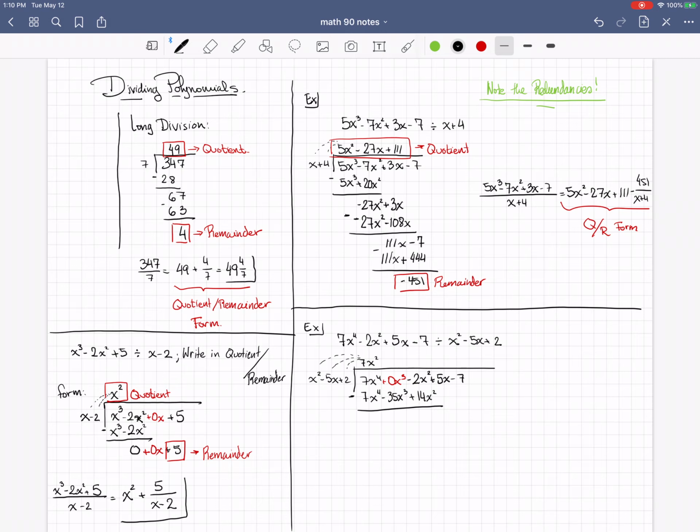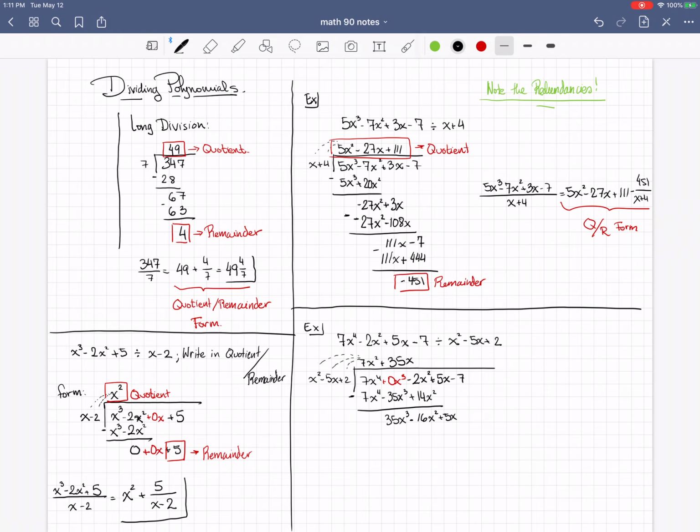The 7x to the fourths cancel. Now check it out. We have 0x cubed minus negative 35x cubed. Two minuses make a plus, so this becomes positive 35x cubed. And negative 2x squared minus 14x squared is negative 16x squared. Bring down the 5x. Okay, same question. What would you multiply by x squared to end up with 35x cubed? That's 35x.